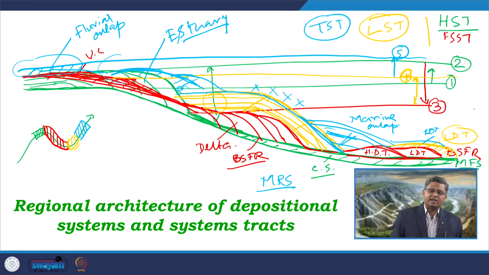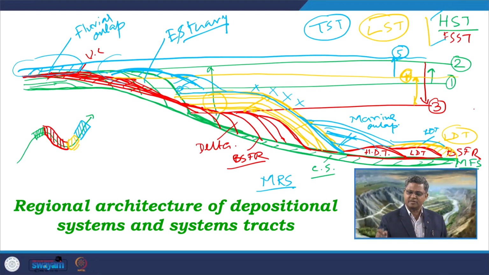So, in subsequent classes, we will discuss about these distribution patterns in more detail, and we will try to understand what are the change in processes, what are the change in conditions in these individual system tracts, whether it is an HST, whether it is an FSST, LST or TST. What actually happens across the entire basin in a marginal marine setting in ideal systems. We will try to understand what will be the distribution of different depositional systems during each of these system tracts.